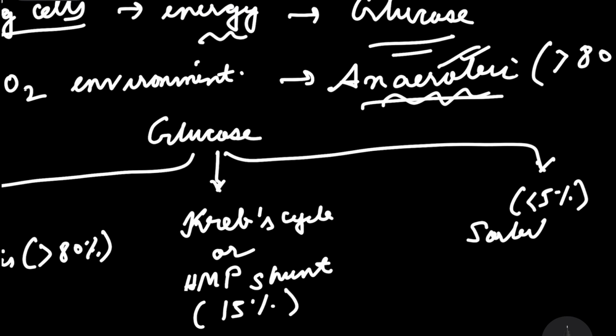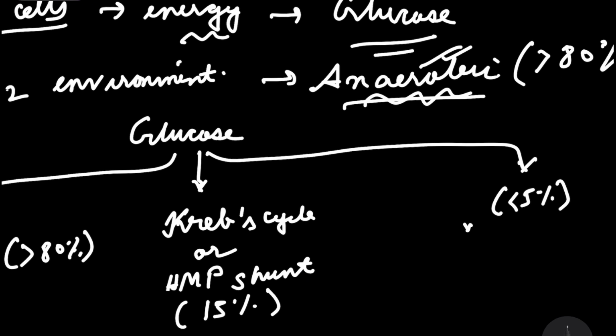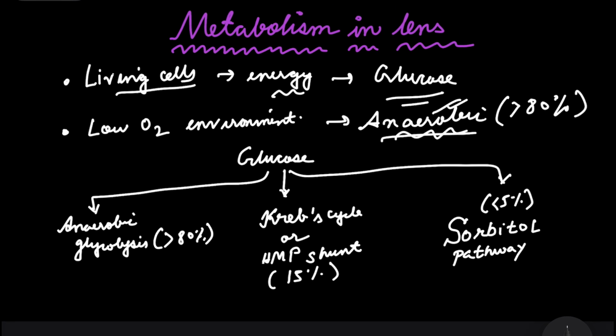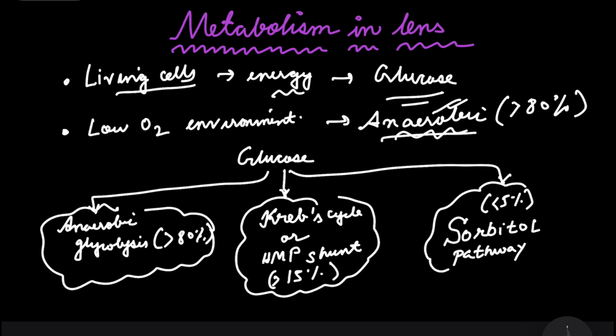Let me erase this and write this in a way that you are able to understand, because this is a word that you might not be very familiar with. Sorbitol pathway. The sorbitol pathway is a very important pillar in our discussion on the metabolism in lens. So anaerobic glycolysis greater than 80%, Krebs cycle or HMP shunt around 15%, and less than 5% the sorbitol pathway.